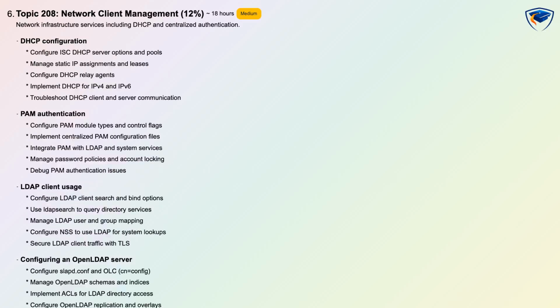Topic 208. Network client management is weighted 12% and focuses on network infrastructure services including DHCP and centralized authentication. This medium difficulty domain has an estimated 18 hours of scenario-based study. You will configure ISC DHCP server options and pools, manage static assignments and leases, set up DHCP relay agents and IPv4 IPv6 support, and troubleshoot client-server communications.